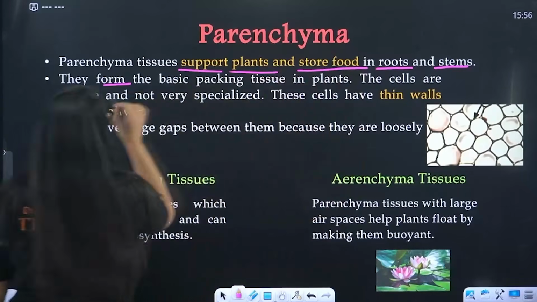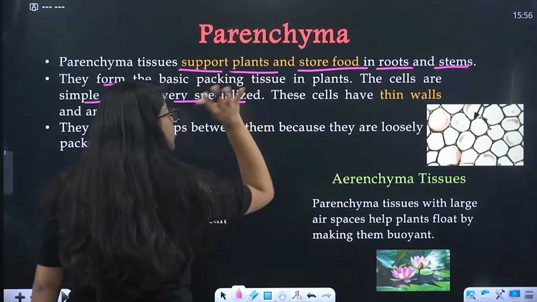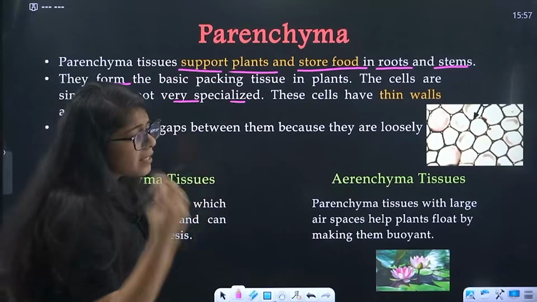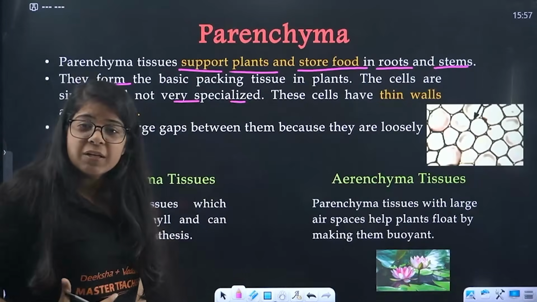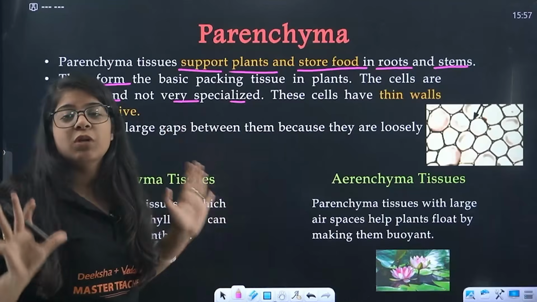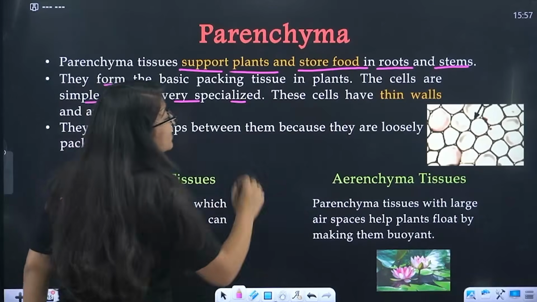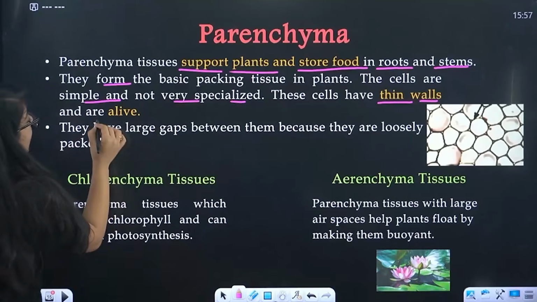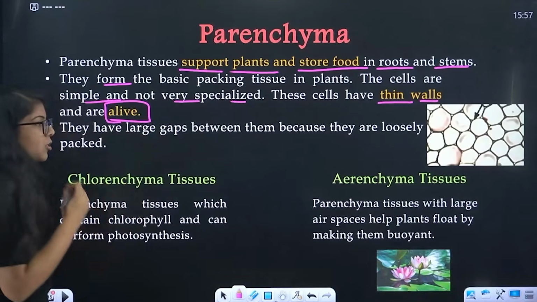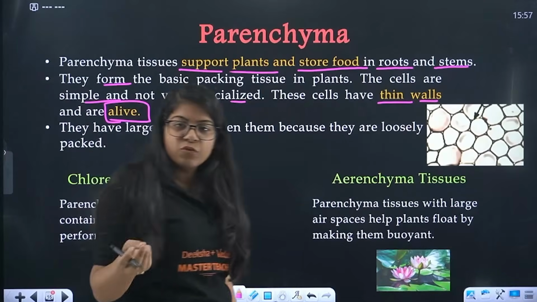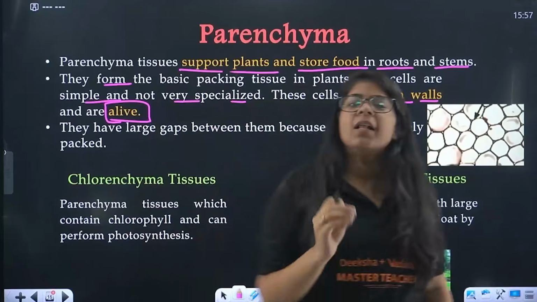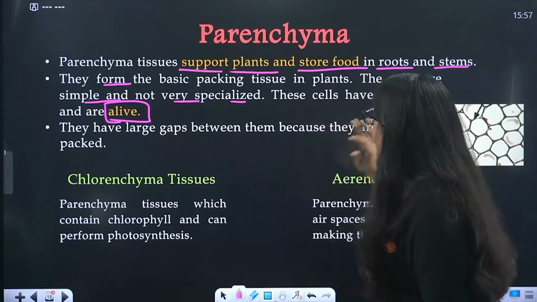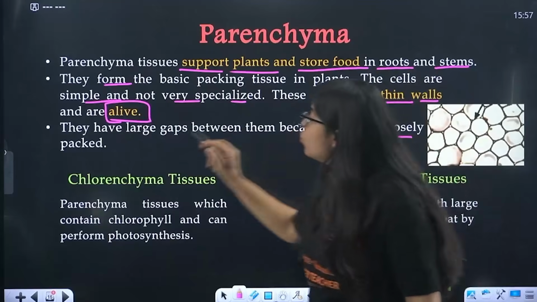The cells are simple and not very specialized. They do not do something very complex. Simple basic structure, storing the food and providing support to the plant. They have very thin walls and are alive. Of course, they are storing food. Do you store food in something that is alive or dead? Of course, alive. They have large gaps between them because they are loosely packed.